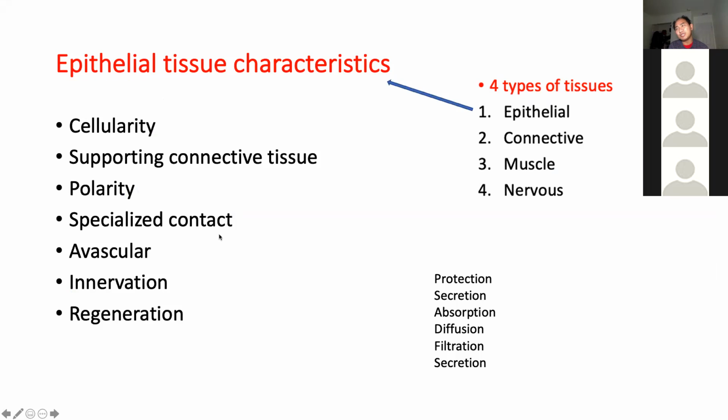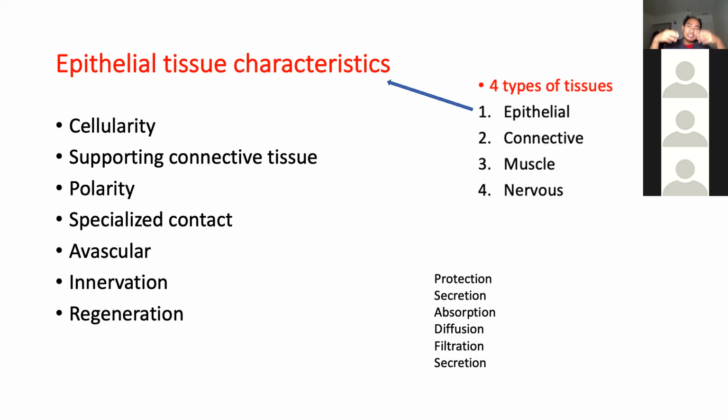There is specialized contact. The epithelial tissues are avascular. There is no blood supply. They get their nutrition by diffusion from the blood vessels, but they have nerve supply. They are innervated and they tend to regenerate. So our skin is epithelial tissue.